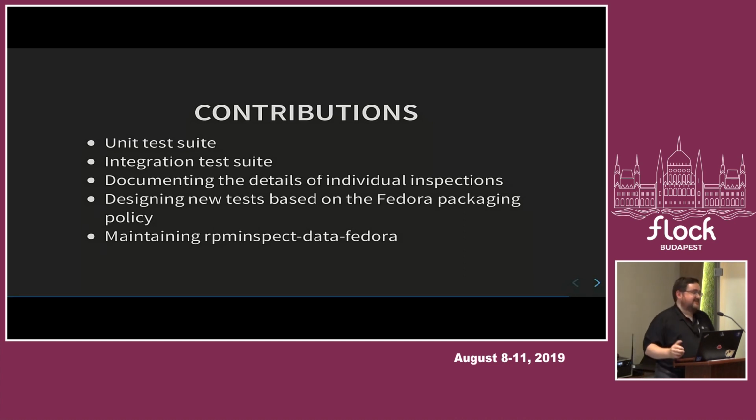Documenting the details of individual inspections. So what does the license test do? Where does it get that data? How can I change that data? Who owns the data it's testing against? That kind of stuff. Designing new tests based on the Fedora packaging policy or other things. So for instance, the Python test, that you were mentioning would be good. And then help maintaining the data package. So this is going to be a moving target just because Fedora evolves. And I'm not going to know everything about the distribution. So send pull requests. And also bug fixes in code and just general feedback.